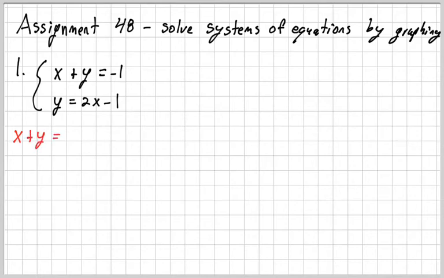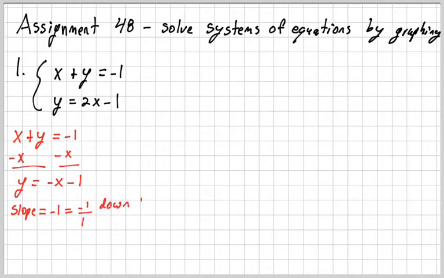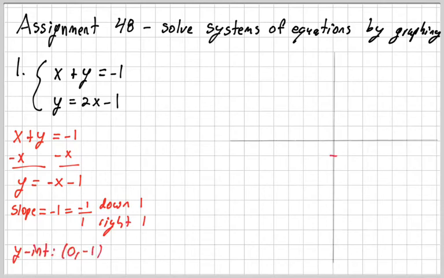So x plus y is equal to negative 1. Subtract x from both sides. We have y is equal to negative x minus 1. The slope is the coefficient on the x, which is negative 1. We can write that as negative 1 over 1. So that's going to be down 1 and right 1. The y-intercept is going to be 0, negative 1. So we're going to go ahead and graph that.